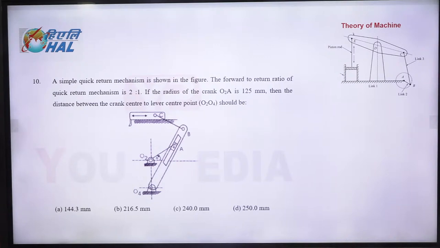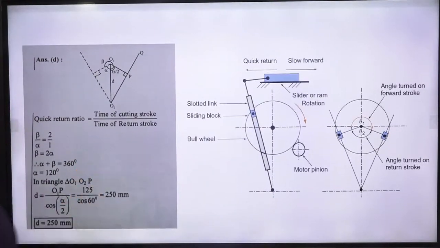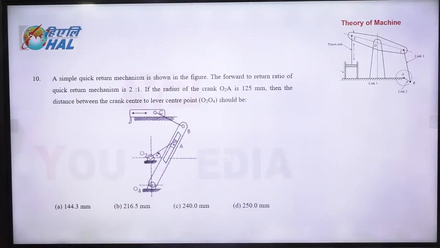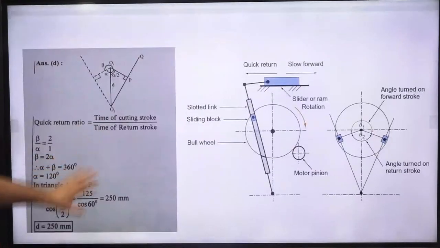So quick return mechanism. When you put it at 90 degree, let me give you the solution for this. You get the quick return ratio, which is given to us as 2. What is quick return ratio? This is calculated in terms of angles. Let me mark these angles.